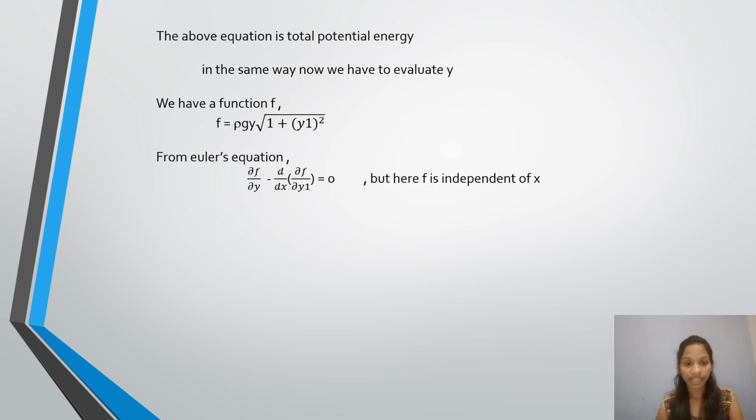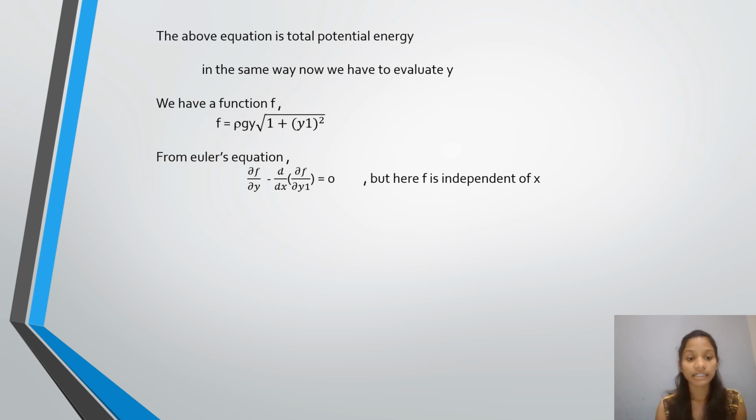So we have a function F equals rho into g into y into root of 1 plus y dash square. From Euler's equation, as we all know, Euler's equation says that dou F by dou y minus the derivative of dou F by dou y dash equals 0, where dou represents partial differentiation. That means in dou F by dou y we differentiate F only with respect to y, and in dou F by dou y dash we differentiate F with respect to y dash.